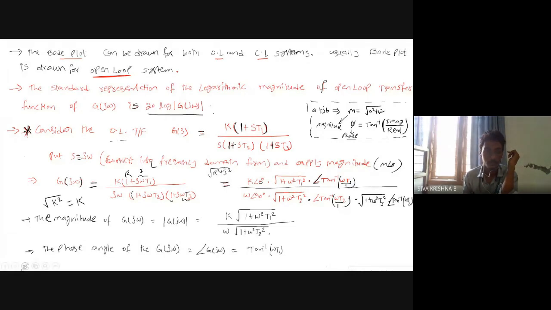So write down these points. The magnitude of G of j omega, that is modulus of G of j omega. Take only magnitudes now. So what are the magnitudes? K value constant. Next, this part divided by w. Except angles, remaining all you have to write, that is magnitude.